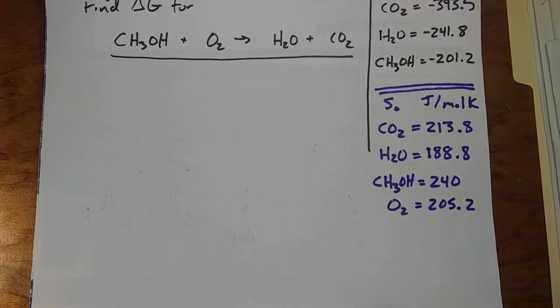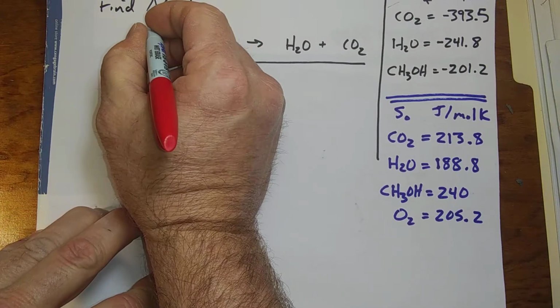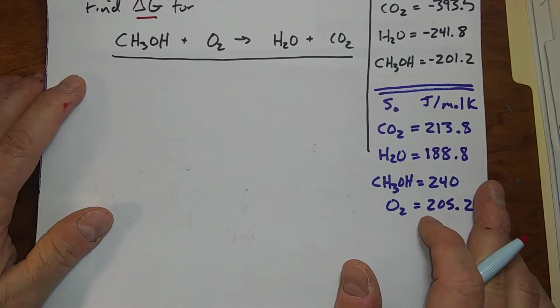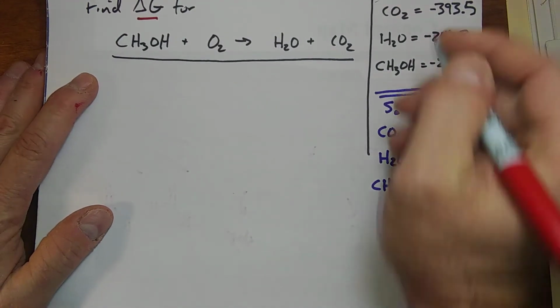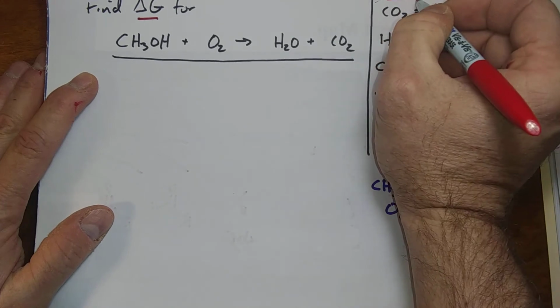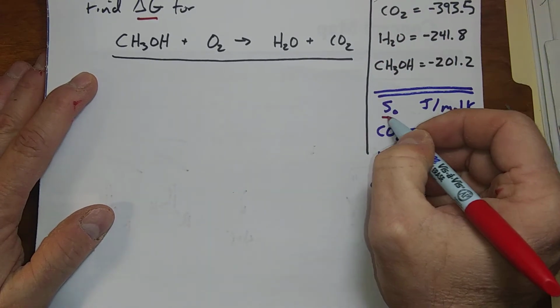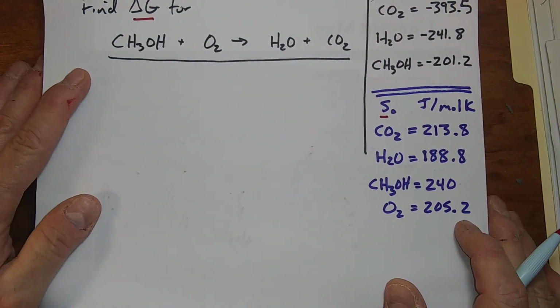This is a quick video, or maybe not a quick video, but a video on how to find delta G for reactions, wherein we're given delta H values, enthalpy of formation, and we're given entropy values for the reagents and the products.